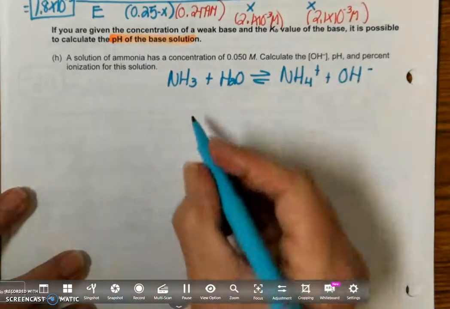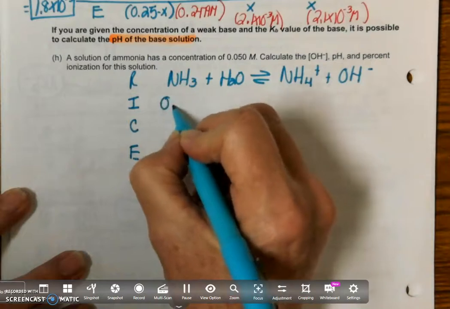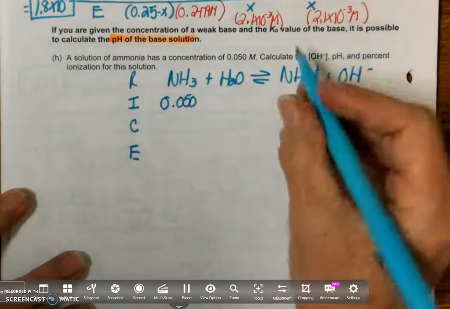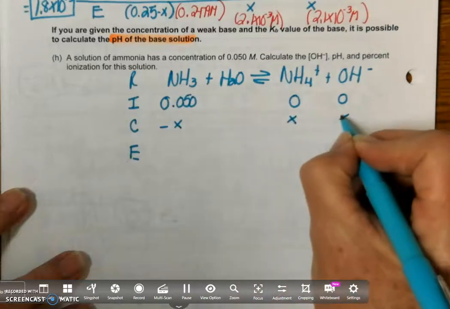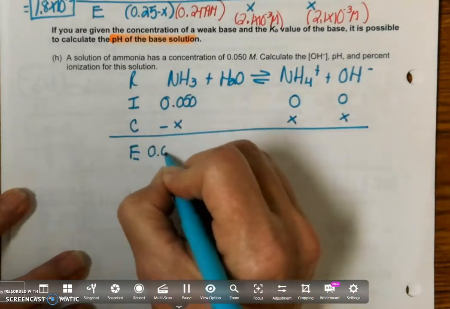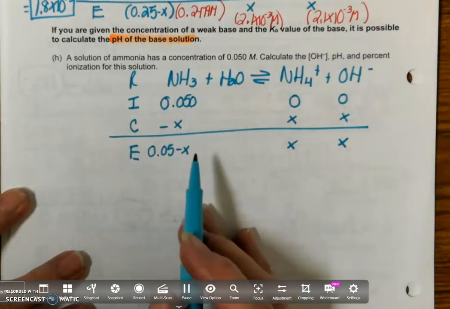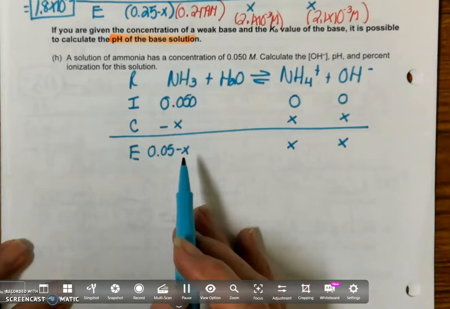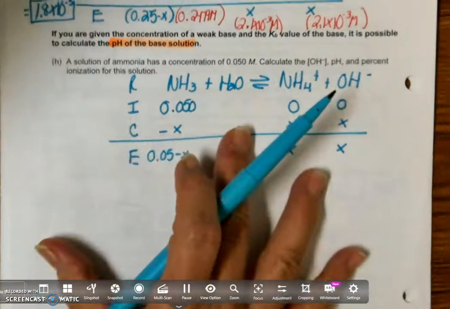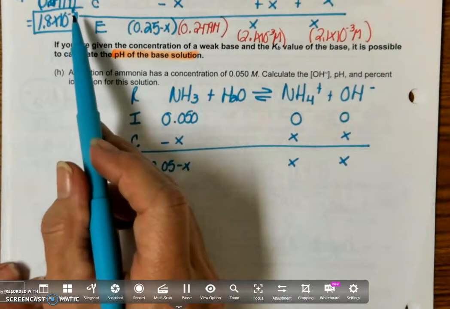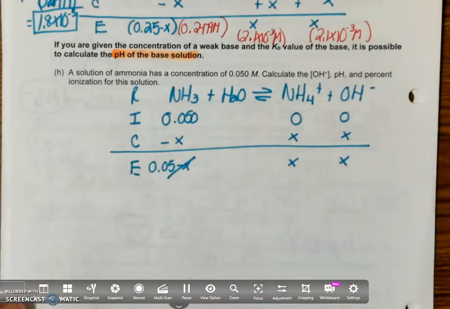All right, so we're going to do the same thing. I'm going to set this up. This is R, this is I, this is C, this is E. I have initially a 0.050 molar solution. I don't need to worry about water, and I've got 0 and 0. Then when I get here, my change is going to be minus X, X, and X. I've got 0.05 minus X, X, and X. All right, now, in this case, I am going to figure out what the concentration of my OH is. But if you look up here, this value right here tells us that it's 10 to the minus 5. So because it is less than 10 to the minus 3, I don't need to worry about that. Okay? I don't need to worry about that.